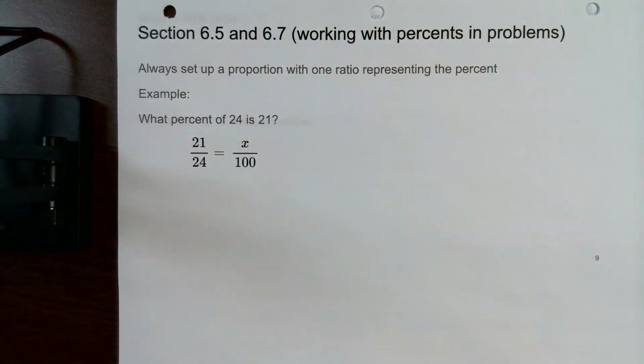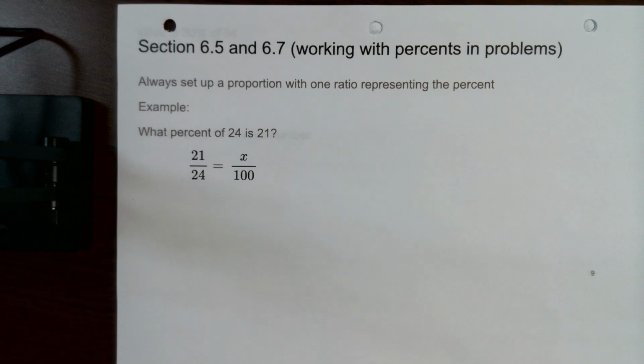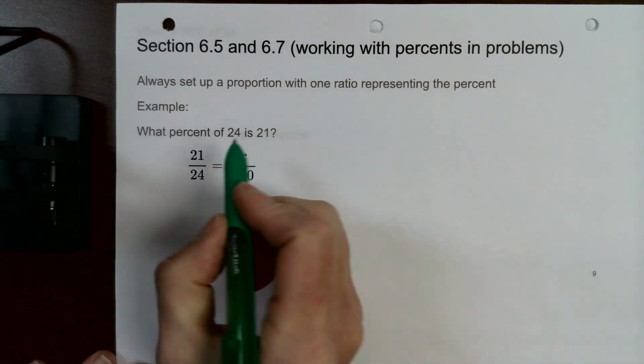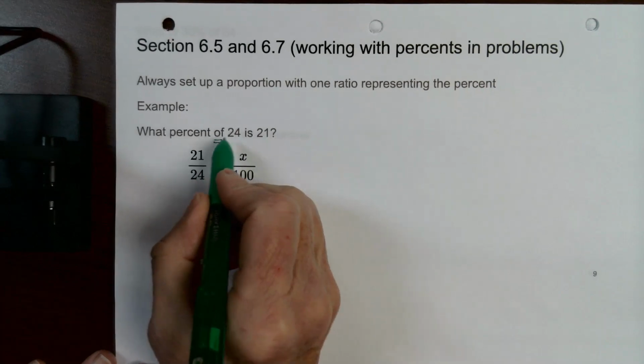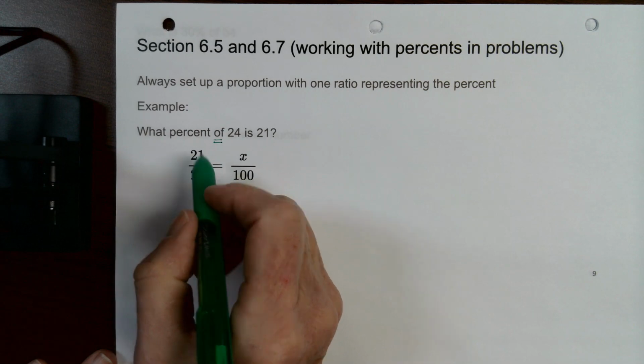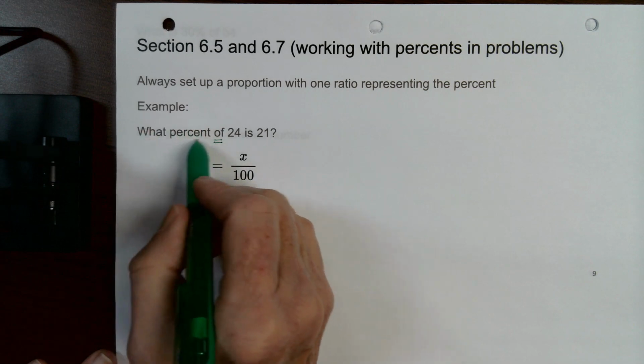Section 6.5 and 6.7, you were working with percents and problems. We put the 2 sections together because we did it the same way in both sections. I'm going to work through some examples. Remember, the key word is the word of, and the number behind of goes on the bottom. This part gets made into a percent.